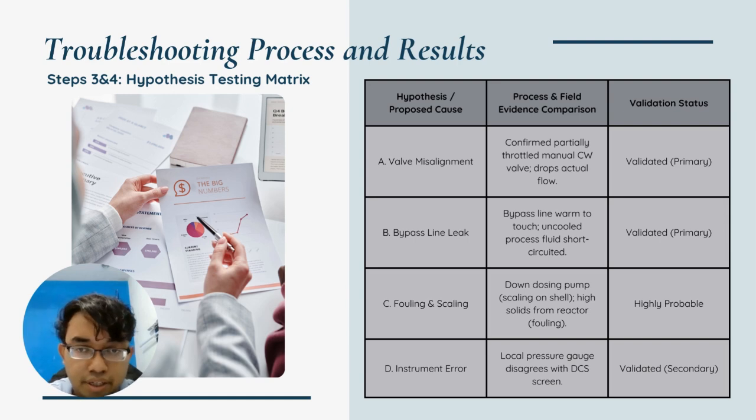primary. C, fouling and scaling. Dosing pump, scaling on shell, high solids from reactors, which is fouling. High on validation status, highly probable. So next, D is instrument error. So the process and field evidence comparison is local pressure gauge versus DCS, and validation is valid for secondary.